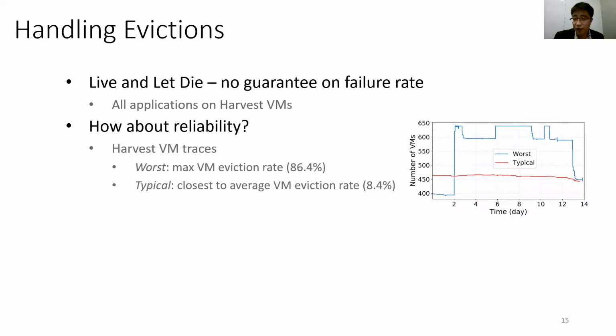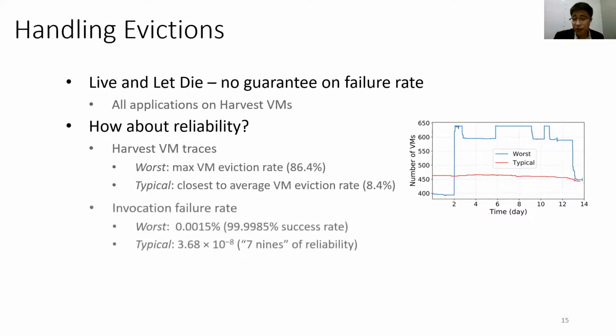To understand the actual failure rate, we simulated two Harvest VM traces. One is the worst case trace with maximum VM eviction rate, and the other is a typical case with closest to average VM eviction rate. The number of VMs over time in the two traces are shown in the right figure. The actual invocation failure rate turned out to be very low. In the worst case, the serverless platform achieves 4 nines of reliability, and in the typical case, it achieves 7 nines of reliability.